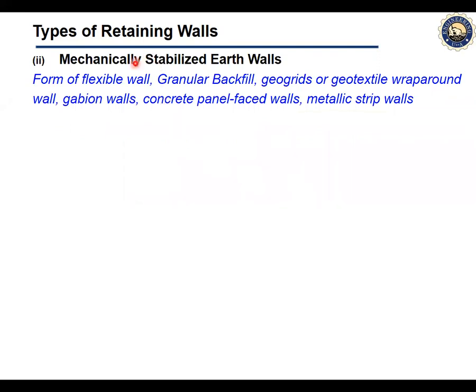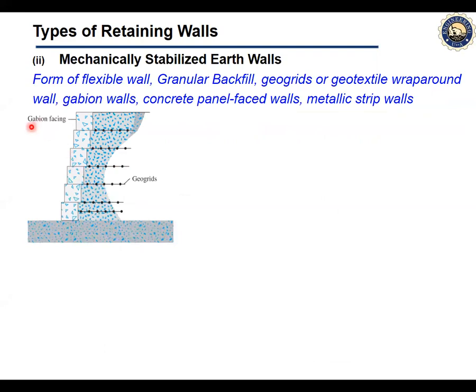The third form is the mechanically stabilized earth wall. It's a form of flexible wall that has a granular backfill, geogrids or geotextile wraparound walls, gabion walls, concrete panel face walls, or metallic strip walls. In the figure, you can see this is a gabion wall. Gabion blocks are wire meshes filled with stones. We can put one over the other and thereby form a wall. At the joints we can put geogrids.